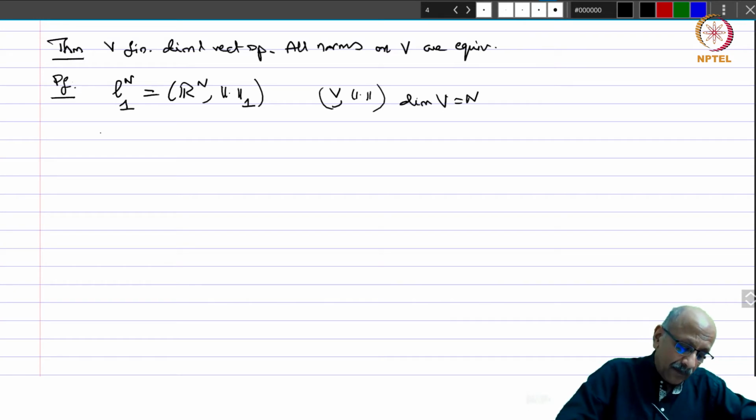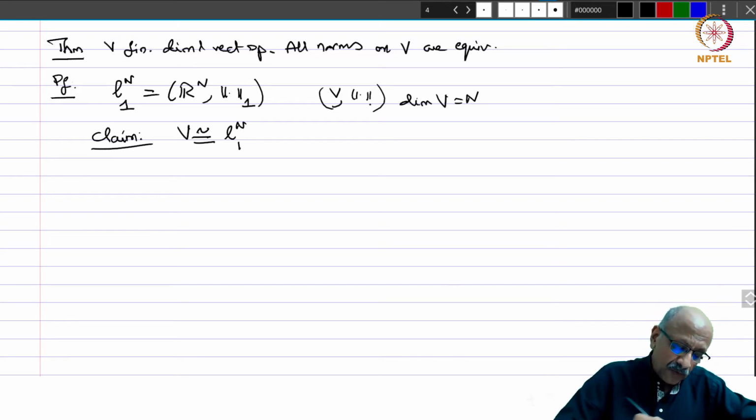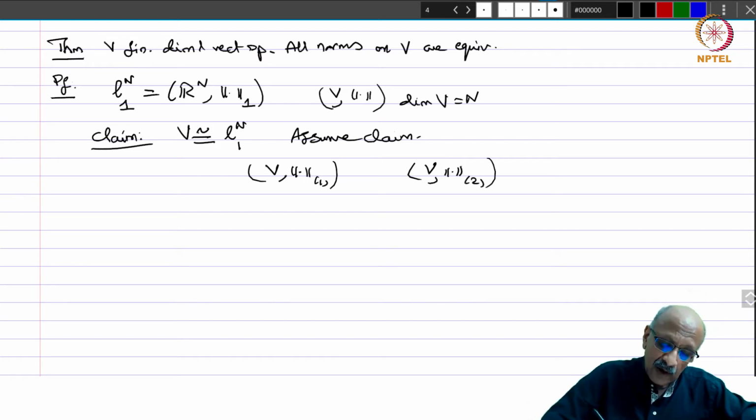So we claim V is isomorphic to Ln1. So whatever be the norm on V, we show that it is going to be isomorphic to Ln1. Now if you have assumed the claim, then if you take V with two norms, so we have V with norm 1, V with norm 2, and then you have Ln1.